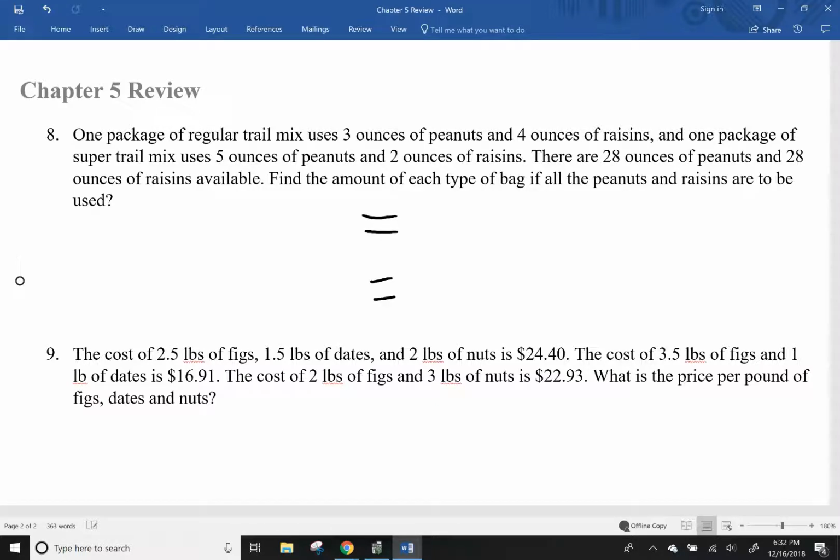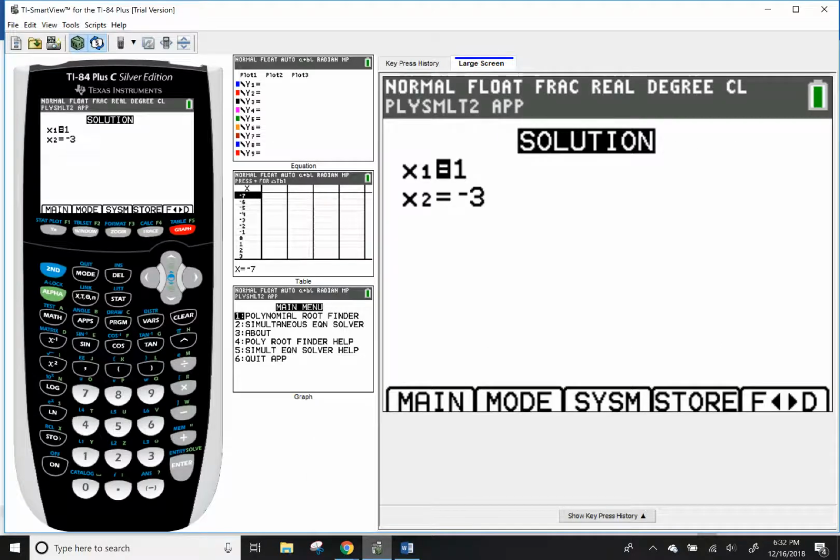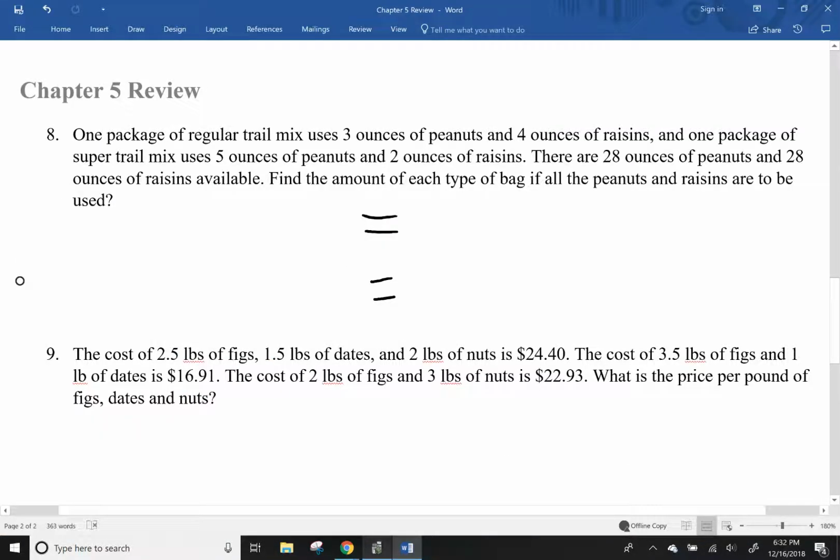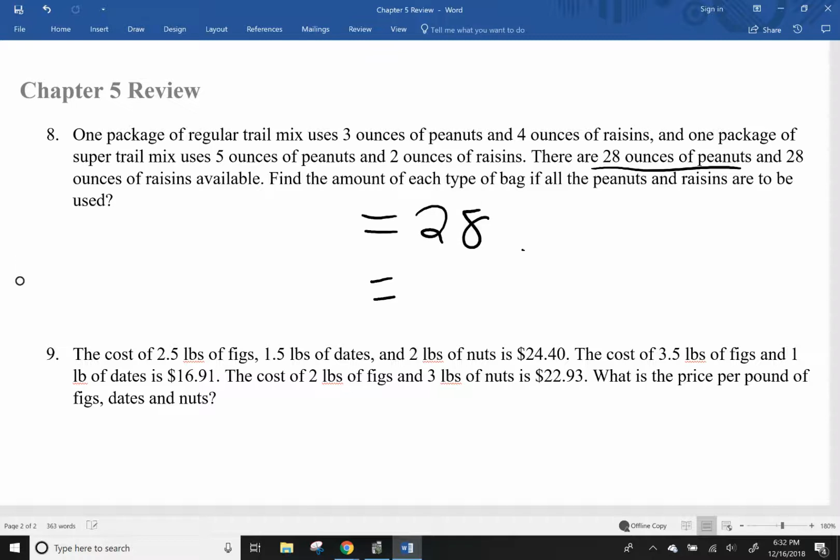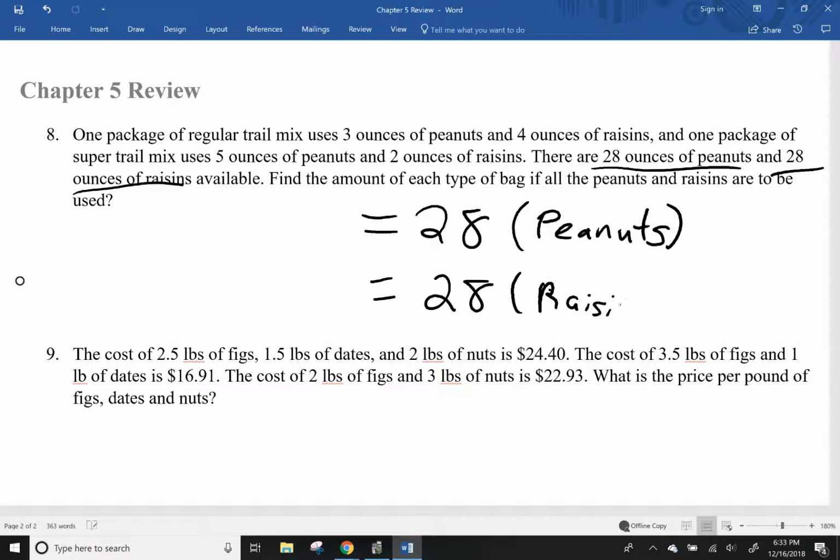The main thing here is just make the equations, and then you can just plug them in the calculator. But you need to be able to make these equations. So I always focus on my totals first because that helps me write my equations. I have a total of 28 ounces of peanuts. So what that tells me is I have an equation that's focused primarily on peanuts, and then I have 28 ounces of raisins. So again, I have my other equation focused on raisins.